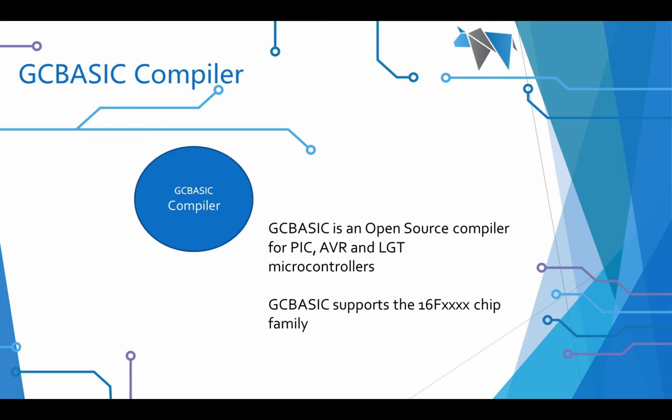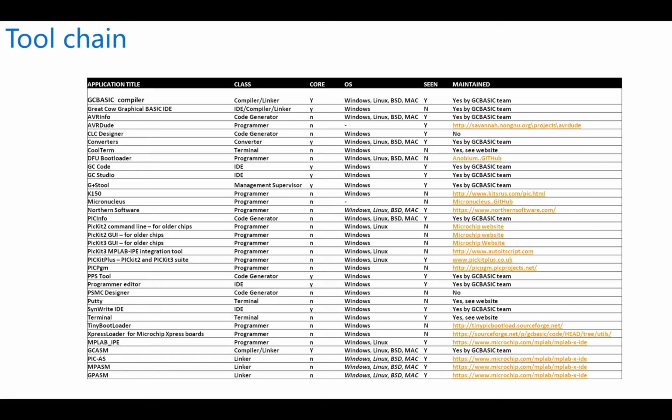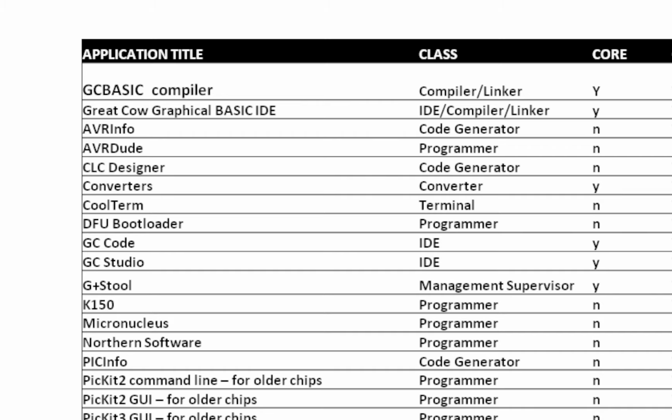So you've already hopefully understood that GCBASIC is a compiler. It does this particular PIC, it does many AVRs, LGTs, about 1,500 different microcontrollers, and it supports this particular 16F chip family. You've seen all that. But the toolchain is extensive. I'm going to zoom in on that, and we'll look around and see what we've got. We've got the compiler at the top. That's the thing that takes your source code and actually turns it into a hexadecimal file.